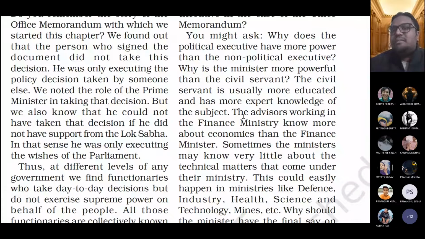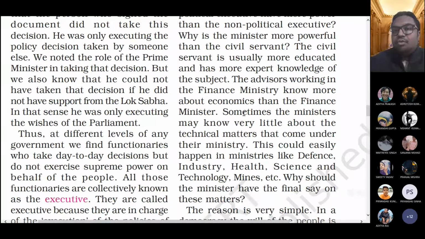Very simple, students. क्यों political executive के पास non-political executive, that is civil servants से ज़्यादा power है? Because remember, in a democracy, we people are the most powerful. So the ministers whom we elect, they are more powerful. Why is the minister more powerful than the civil servant?